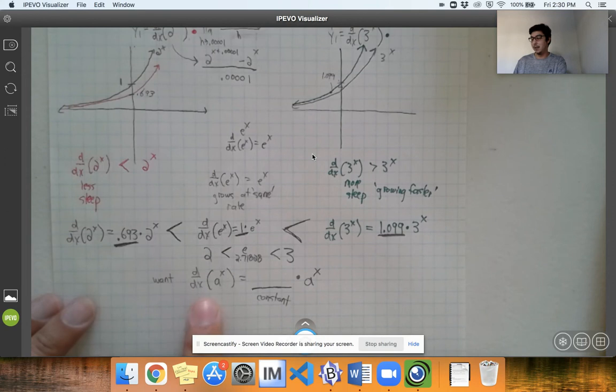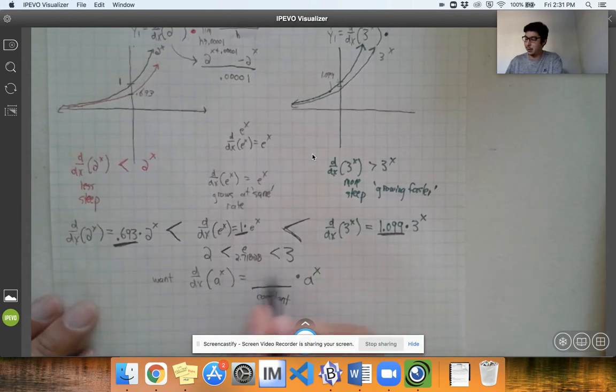E to the x, if that a value is e, it's just 1. But if it's less than, it's going to be a constant less than. If it's greater, it's going to be a number greater than. How do we figure out what that is? And that's what we're going to explore in the next lesson.